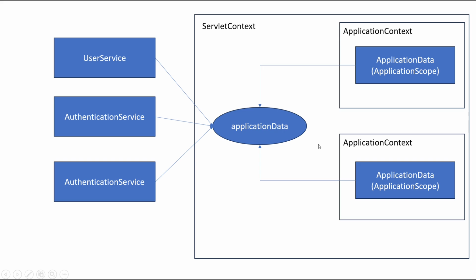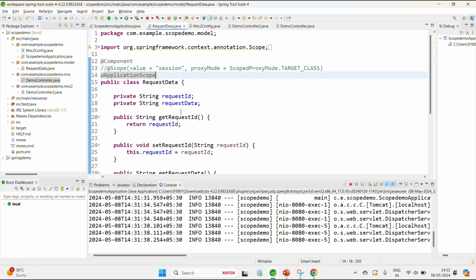Okay, but singleton is not like this, right? Singleton is per application context, that is per container, right? So this is interesting, right? Yes. So this is what we need to understand with respect to the application scope, right?